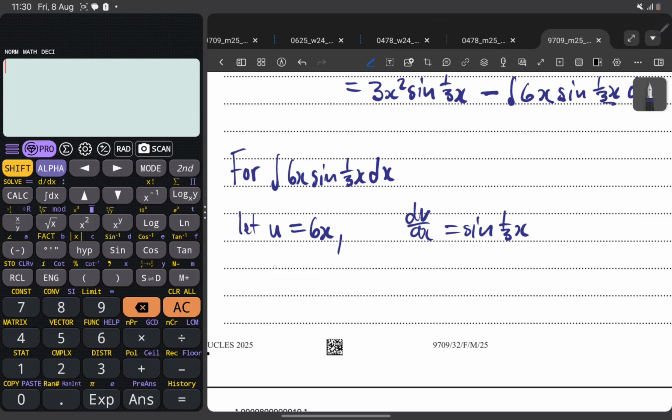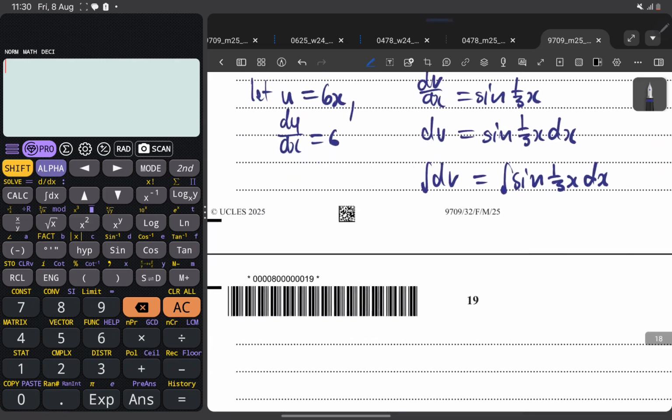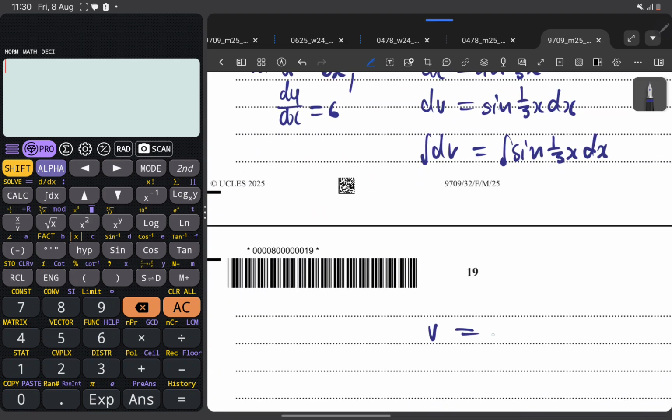Then what am I going to do now? I get my du dx. I differentiate 6x, I get a 6. Then here I'm going to take dx to the other side first. I get dv is sine 1/3 x with respect to x. Now I integrate. The integral of dv will be the integral of the other side, sine 1/3 x with respect to x. Now v will be equal to, what is the integral of sine 1/3 x?